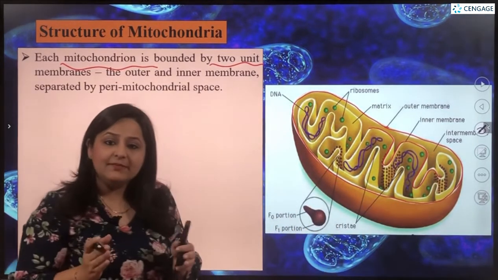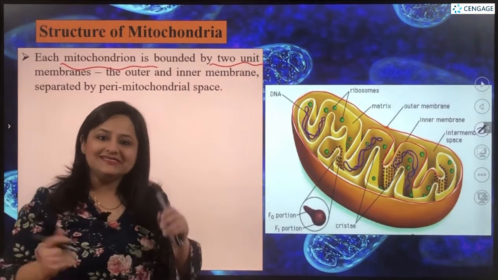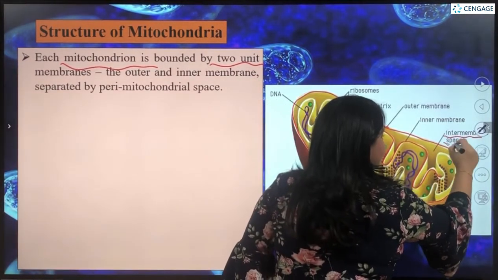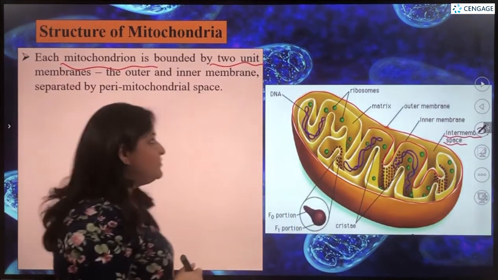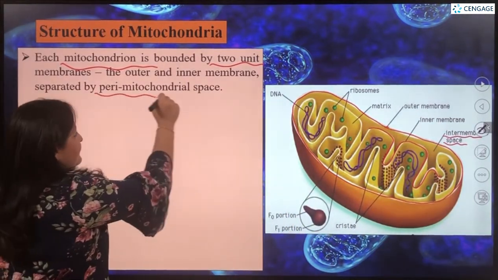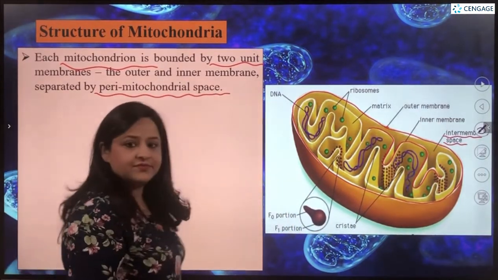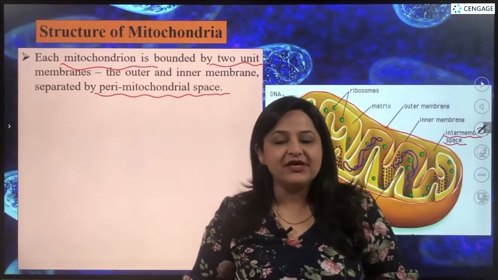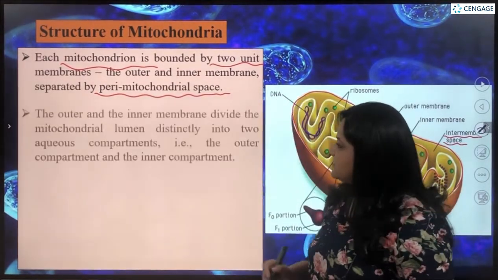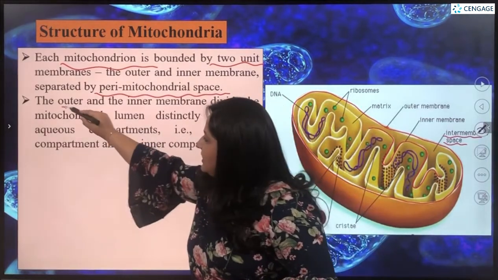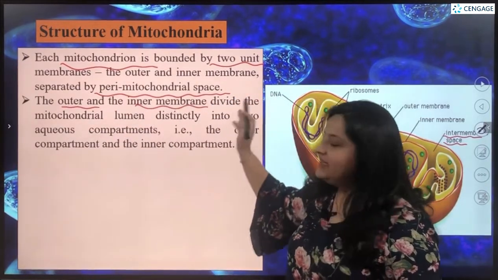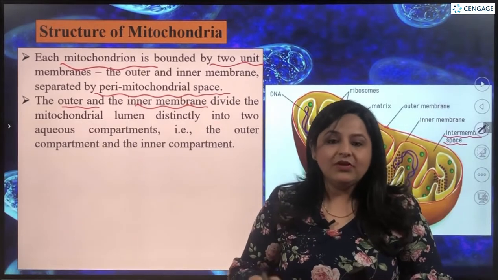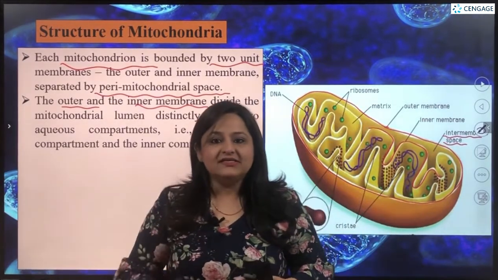Now, the area between the outer membrane and the inner membrane is known as the intermembrane space, or it can also be known as the perimitochondrial space. So, the area which is present in between both the membranes refers to the perimitochondrial space. Then, the outer as well as the inner membrane divide the whole mitochondrial lumen into two chambers. One is the outer chamber and the other is the inner chamber.